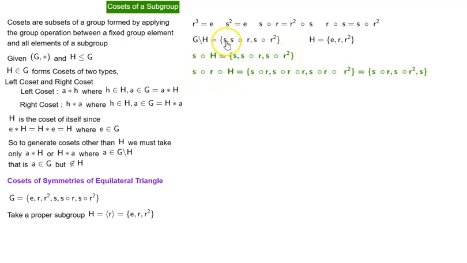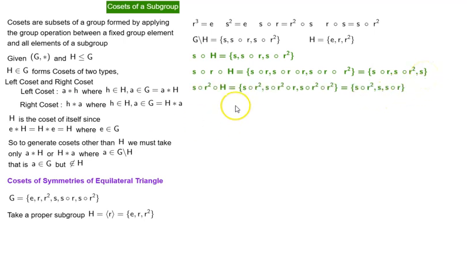Now S times R, the second element from G slash H, multiplying with each of these. So S times R times E gives us S times R itself. S times R times R gives us S times R square. Then S times R times R square gives us S times R cube. R cube is E. So S times E is S.